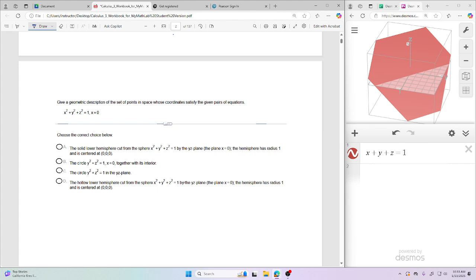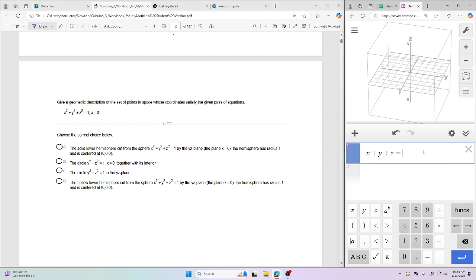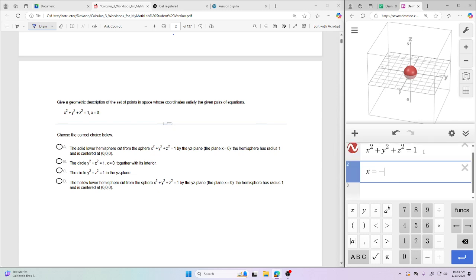Eventually we'll do math. So, given the geometric description, set of all points, coordinate system, which of these is true? Find the true statement. So the lower hemisphere is cut by the YZ plane, x equals 0. Why don't we graph it? Since I've got Desmos up, let's talk about it, and I'll start to show you how to recognize the shapes without having to use Desmos. But for now, it's day one stuff.